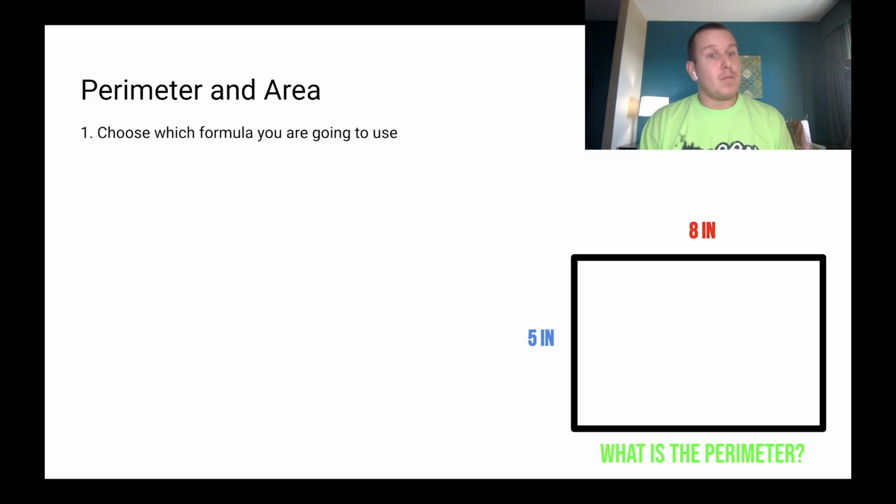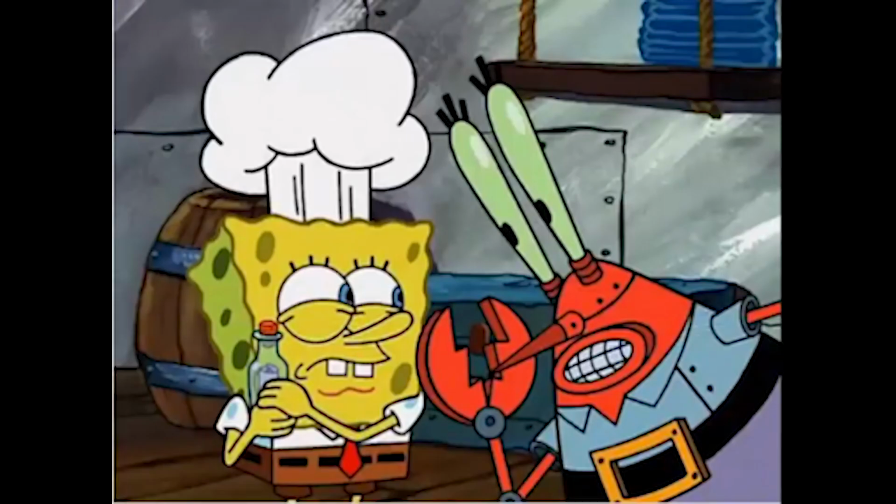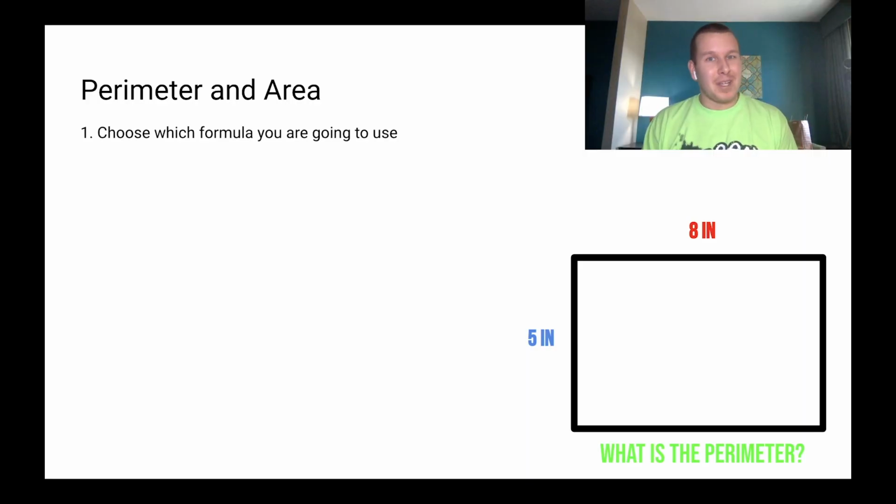So, step 1, we're going to choose which formula you're going to use. Remember, ravioli, ravioli, give me the formuoli. So we'll get out that handy dandy STAR chart and we'll pick which one we're going to be using. For this one, we're going to be using this formula, which is P equals 2L plus 2W.